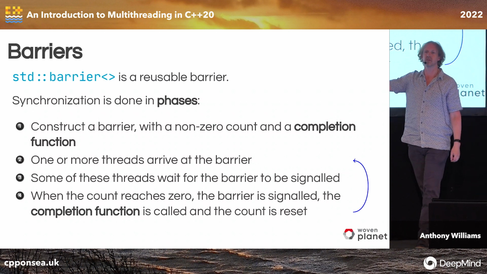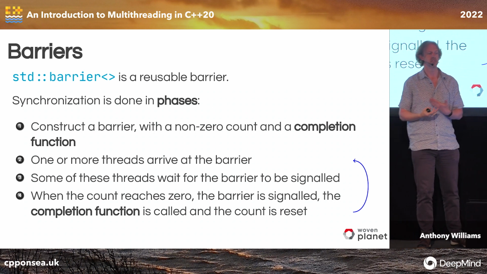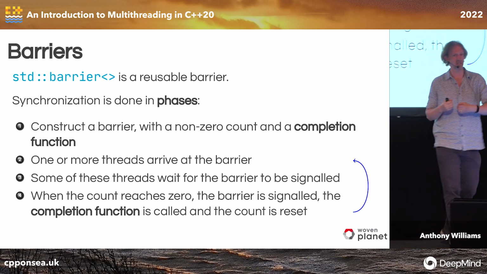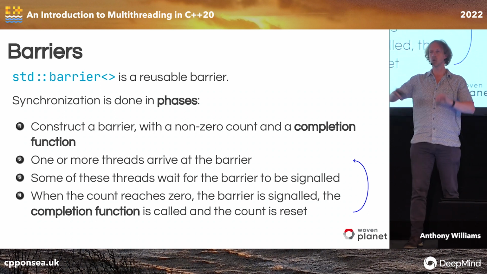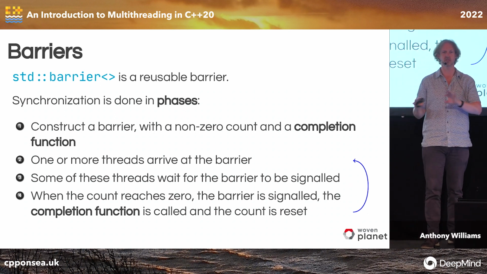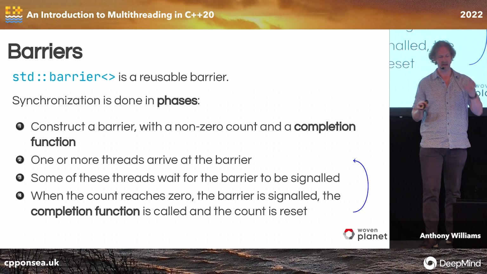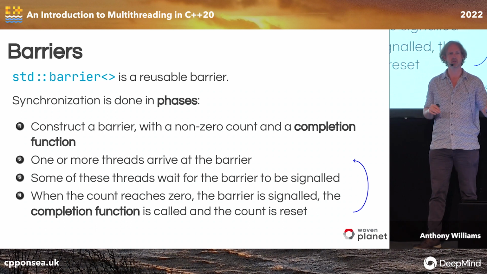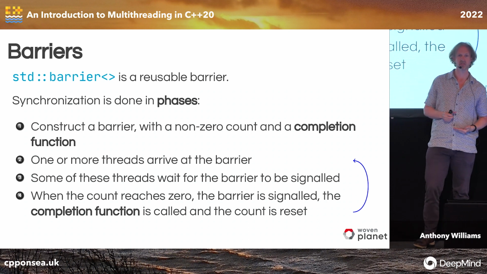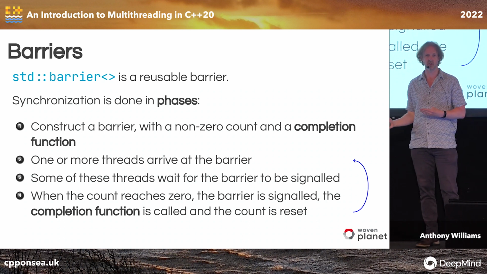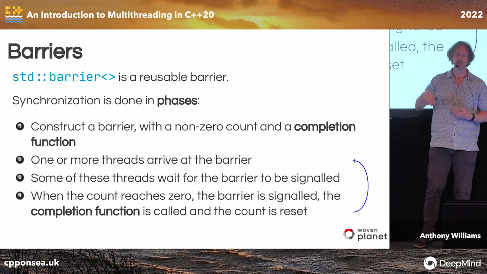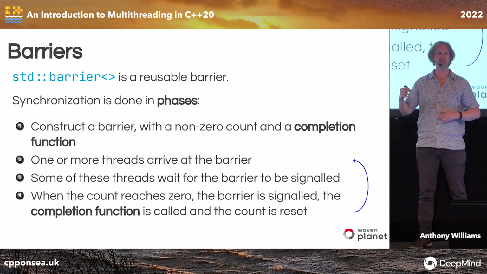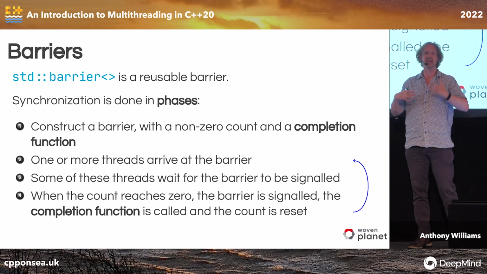Then one or more threads arrive at the barrier, and some of these threads will wait for the barrier, and some of them will say, no, I'm done. I don't want to wait for the barrier. I'm just doing this one time. But either way, when all the threads that were specified in the count have reached the barrier, then the barrier becomes signaled. At this point, it runs the completion function, if you provided one, and then loops and resets the count back to the maximum, and then waits again for the threads to arrive. So this is a loop synchronization.